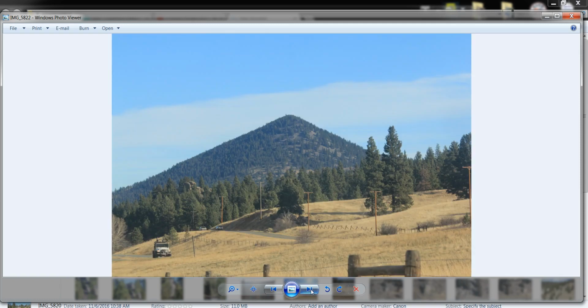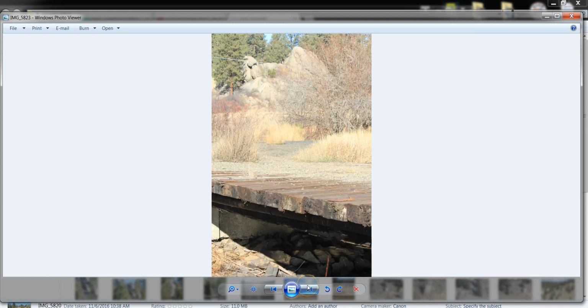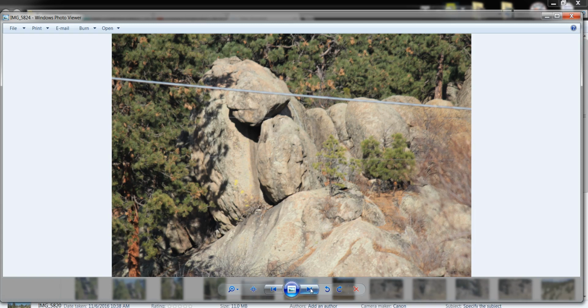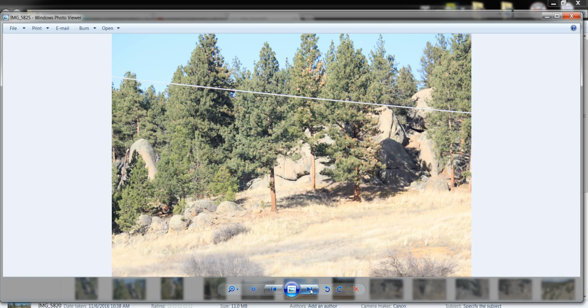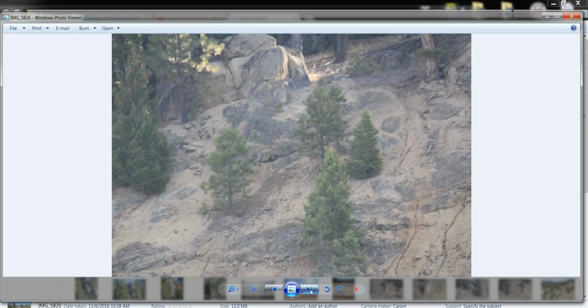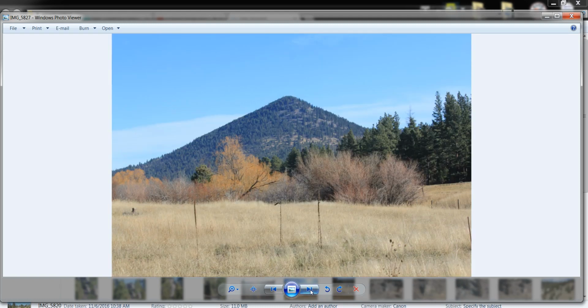Here's a picture of the pyramid, or what looks like a buried pyramid that a lot of these stone structures are found around. So you can see there's another pretty big one right here that's lining up directly with the pyramid. These are all just off the side of the road. There's another closer shot of the pyramid.